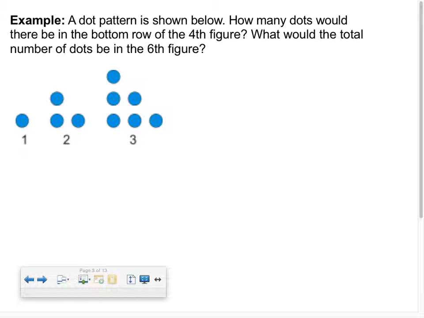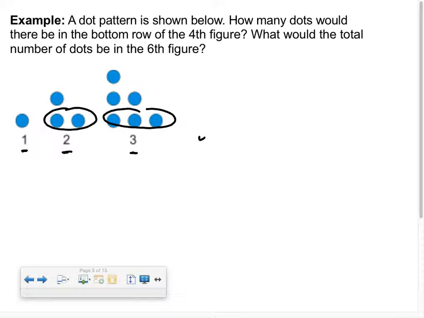Another example, a dot pattern shown below. How many dots would there be in the bottom row of the fourth figure? What would be the total number of dots in the sixth figure? So we take a look at the pattern going on. The first term has 1 dot, the second term has 3. It looks like we added on another row of 2. And then the third term, we added on another row to the previous one.